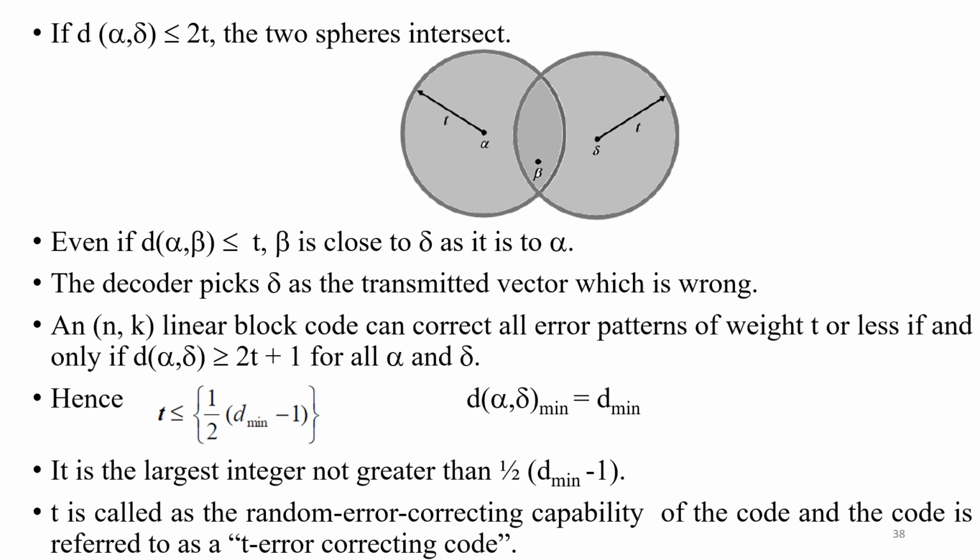An (n, k) linear block code can correct all error patterns of weight t or less if and only if d of alpha delta is greater than or equal to 2t plus 1 for all alpha and delta. Hence, t will be less than or equal to (dmin minus 1) by 2, where d of alpha delta minimum equals dmin. It is the largest integer not greater than 1 by 2 times (dmin minus 1). T is called the random error correcting capability of the code, and the code is referred to as a t-error correcting code.